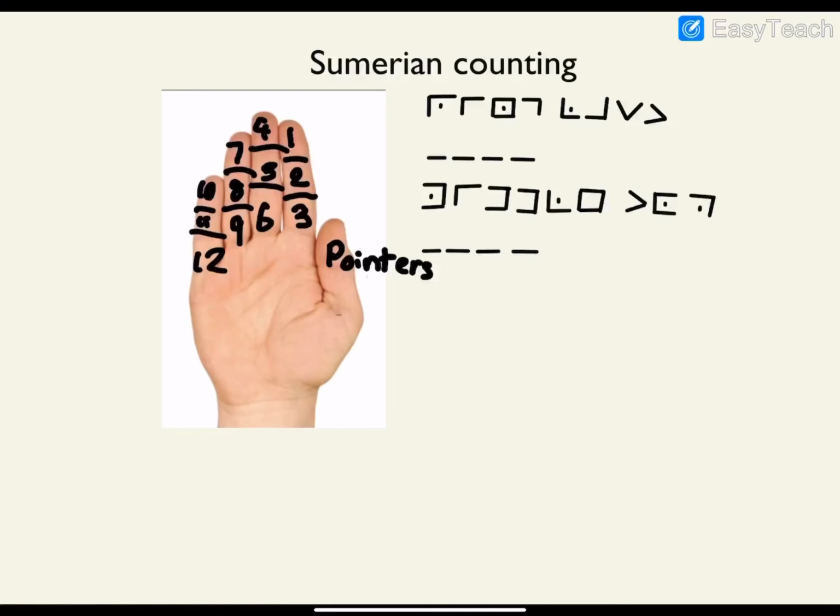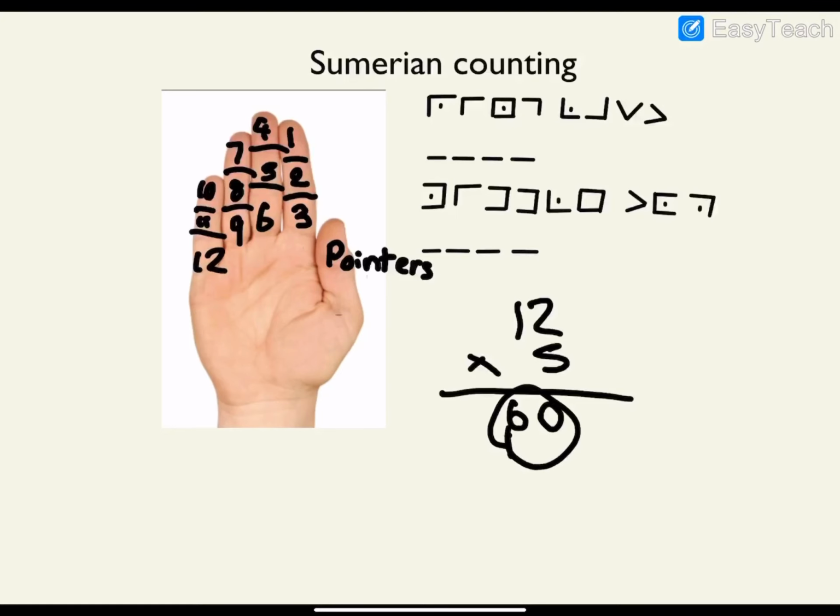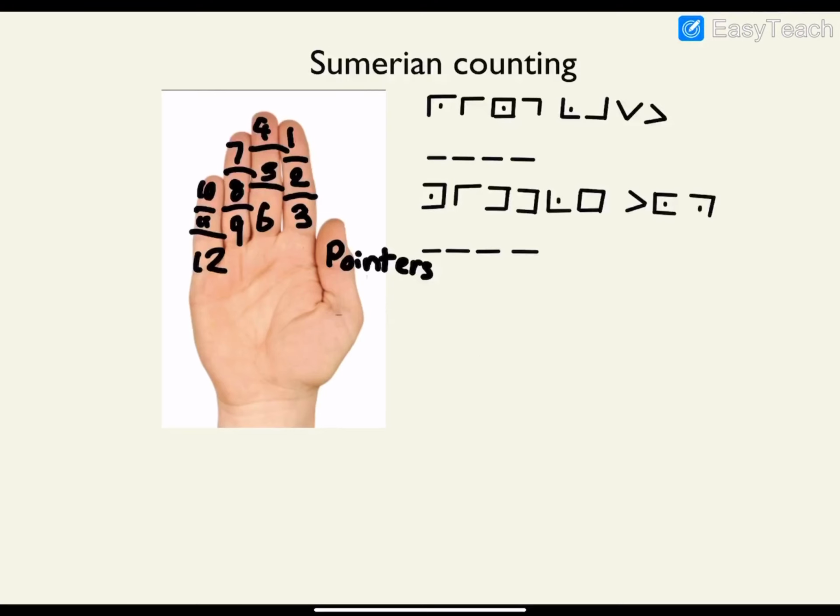And what about 60 minutes in 1 hour or 60 seconds in a minute? Well, if you times 12 by 5, I could do the working out here. 0, 5 times 1 is 60. There's 60. But why is 60 that special? I mean, we don't have 5 hands or 5 body parts with knuckles.